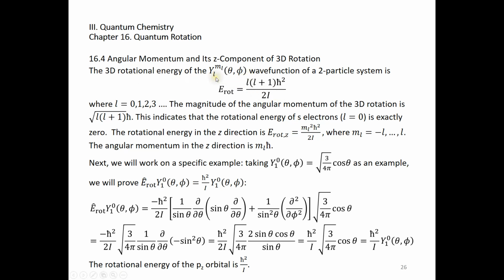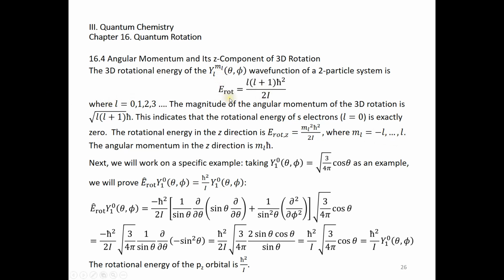L can be 1, 2, 3, 4, 5. L can also be 0. In that case, the rotational energy is 0. M sub L can be from negative L to positive L. So it's possible for us to observe a degeneracy of 2L plus 1.